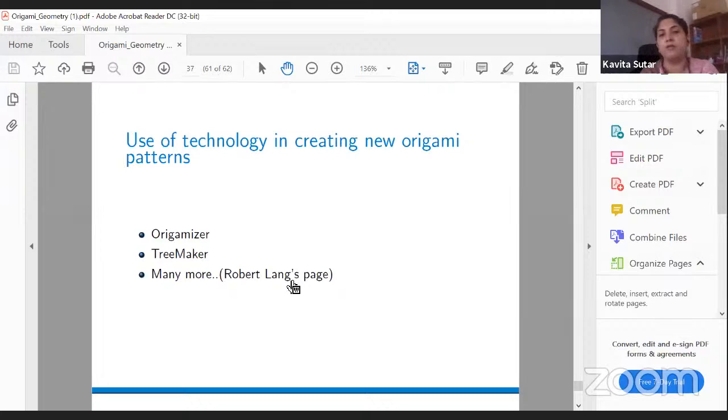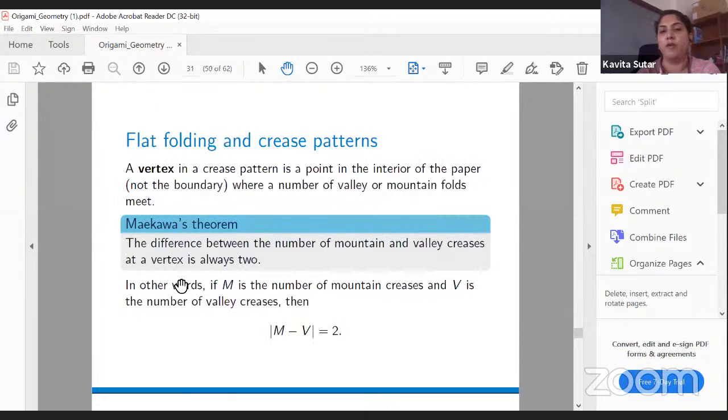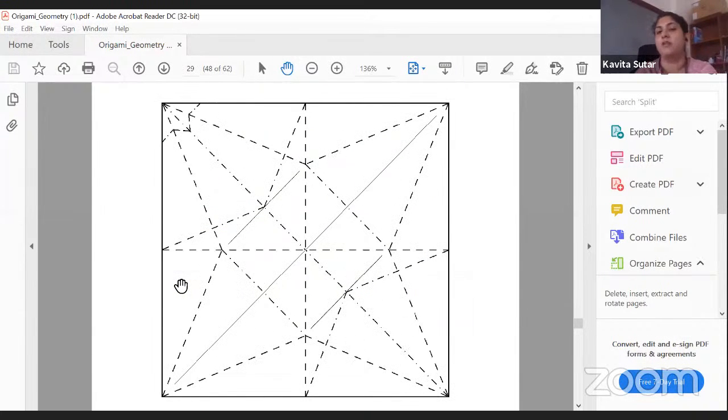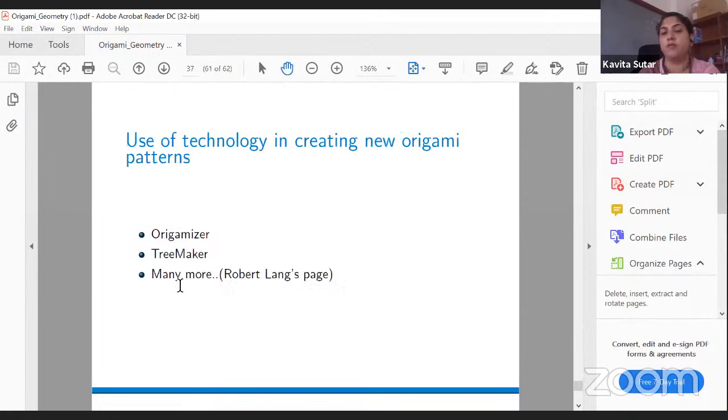I have a link here to one of the foremost names in origami today, mathematician and physicist Robert Lang. I have a link to his page here, and on that page you can find a lot of these technologies, a list of software where you can do digital or virtual folding and then see what the crease pattern is. Crease pattern means that after you have folded and unfolded the paper, whatever you see is called the crease pattern. You can do that kind of thing with these software too.